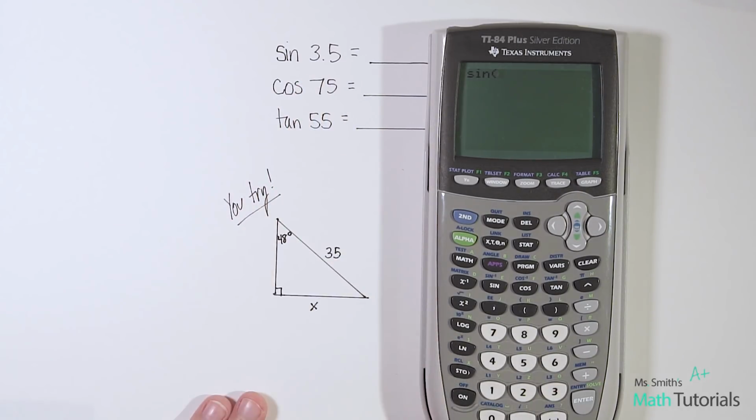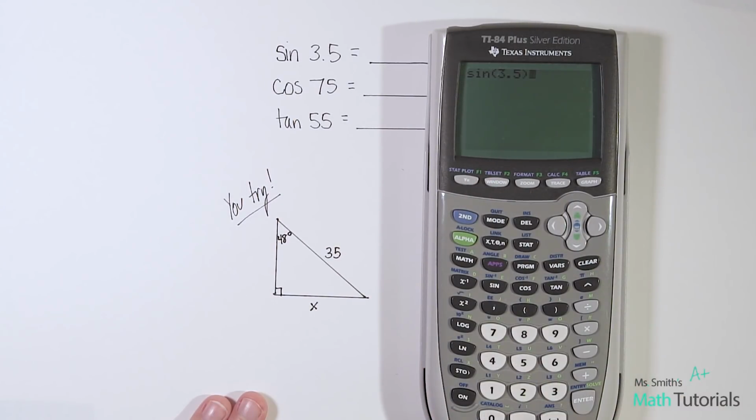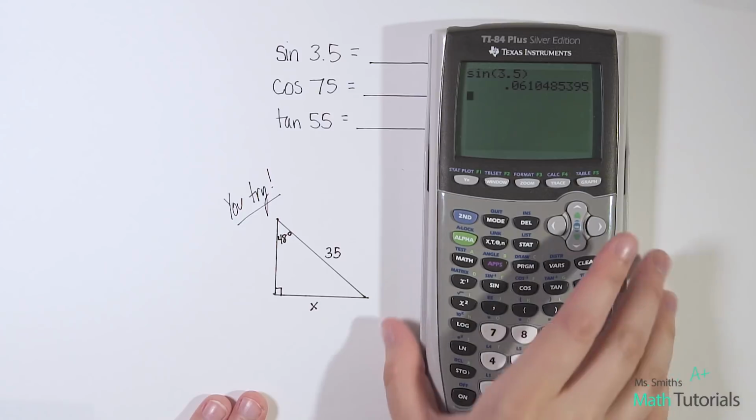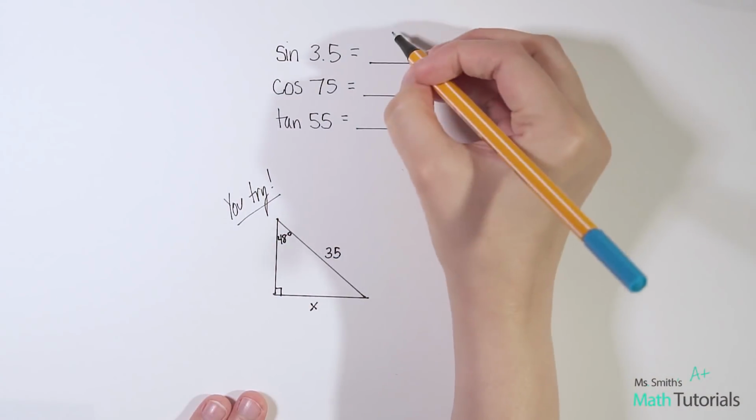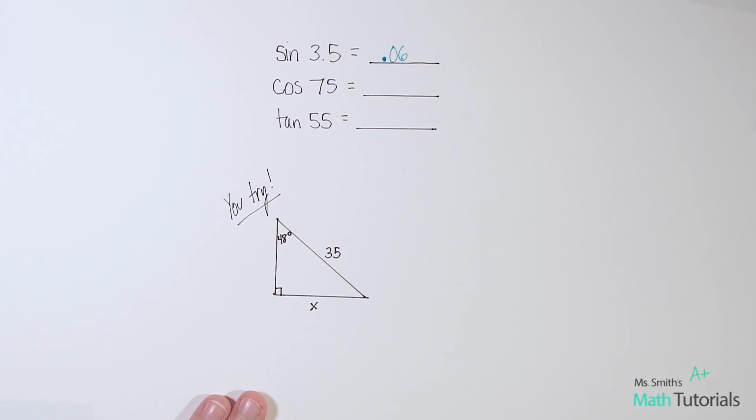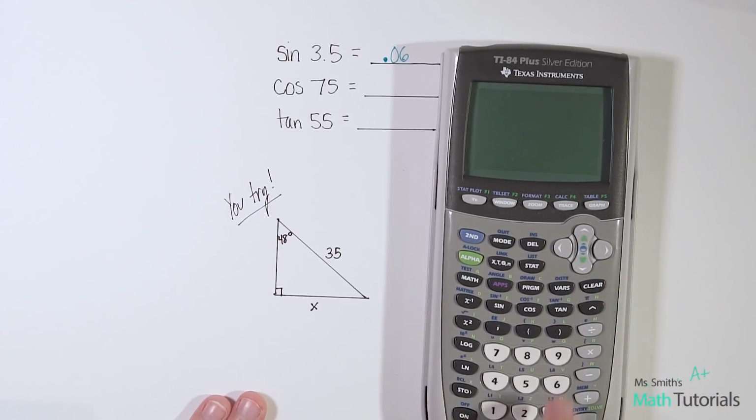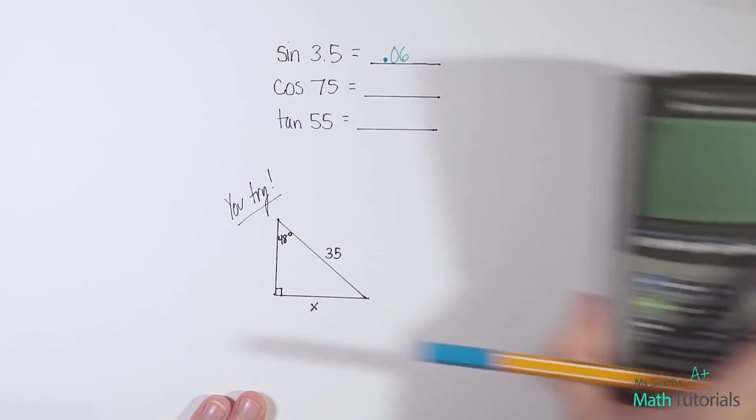And I put 3.5, so sine of 3.5, close out your little parenthesis, is 0.06, and we'll just go to the nearest hundredth. So my answer is 0.06. Okay, it's that simple, okay? Let's do cosine of 75. So all I do is I go to my calculator and I type in cosine of 75. Close your parenthesis out. And I get 0.2, we'll round that to 0.26, okay? 0.26.